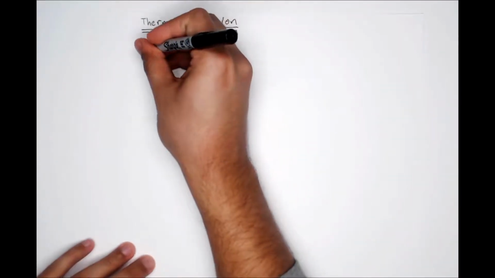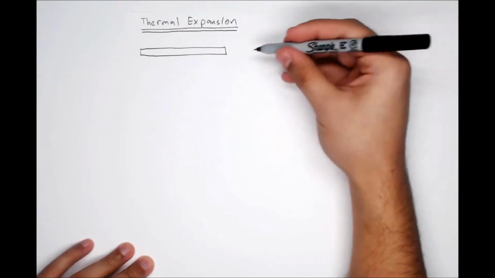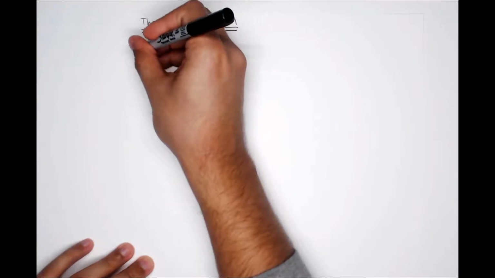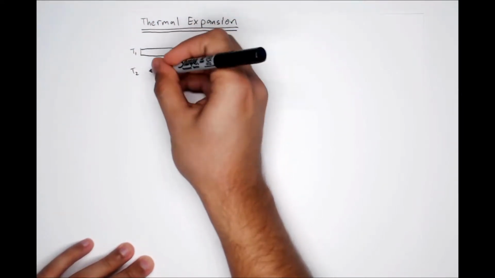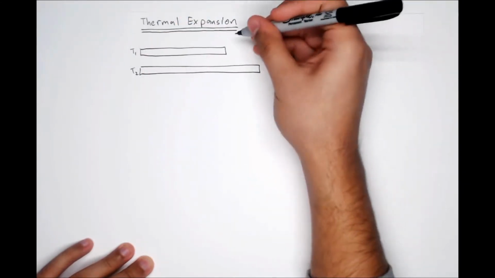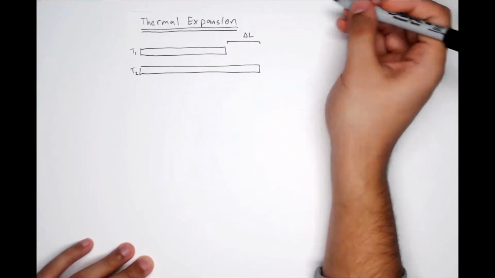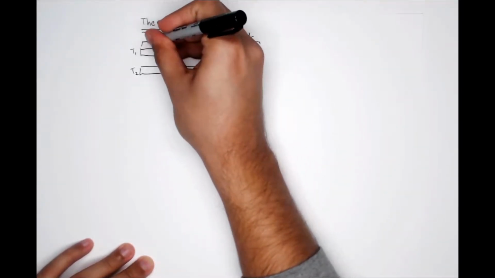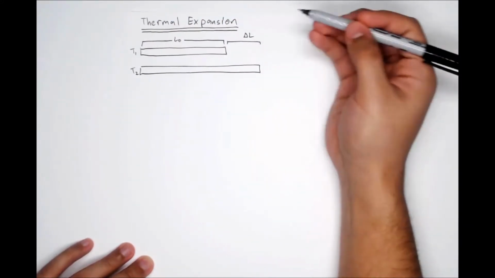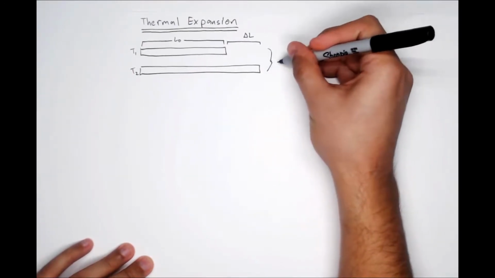So let's just visualize the problem. Here is a beam, and this is going to be at some initial temperature. When we raise it to a higher temperature, you just put like T1, and here's T2, the beam will get longer by some change in length, delta L. Its initial length, we'll just call L naught. So our goal is to figure out what this delta L is that occurs when we undergo the temperature change, delta T.